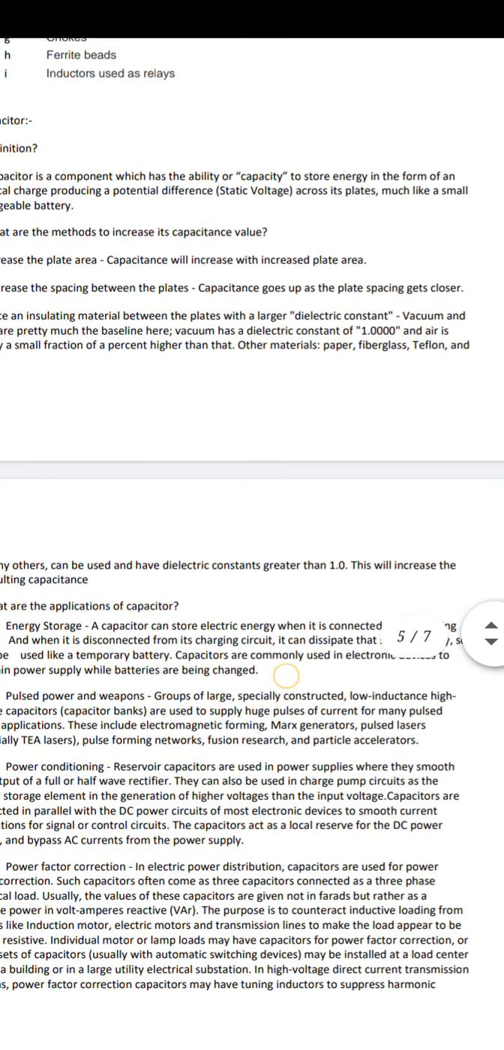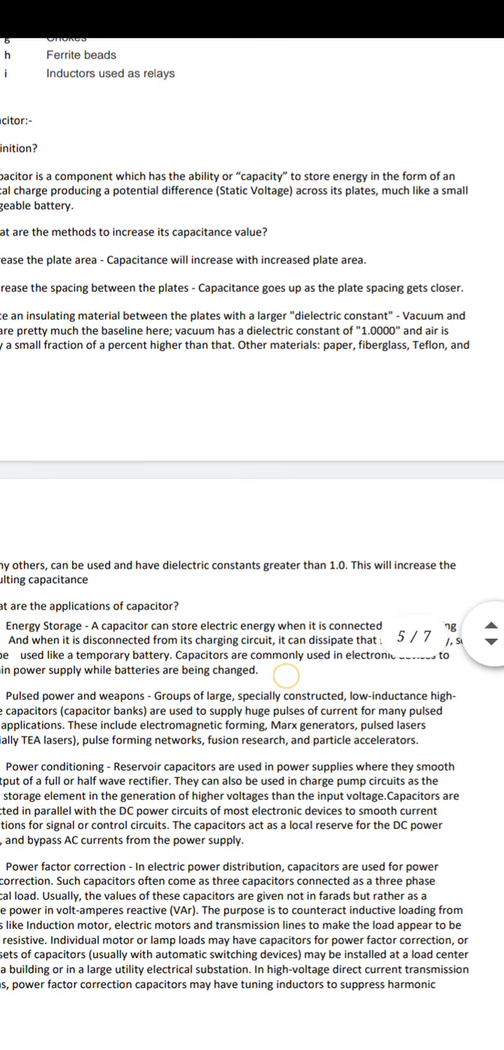Next, what are the applications of capacitors? First application is energy storage. A capacitor can store electric energy when it is connected to its charging circuit, and when it is disconnected from this circuit, it can release that stored energy, so it can be used like a temporary battery. Capacitors are commonly used in electronic devices to maintain power supply while batteries are being charged.